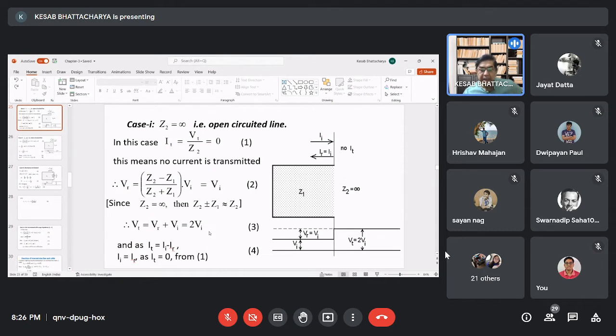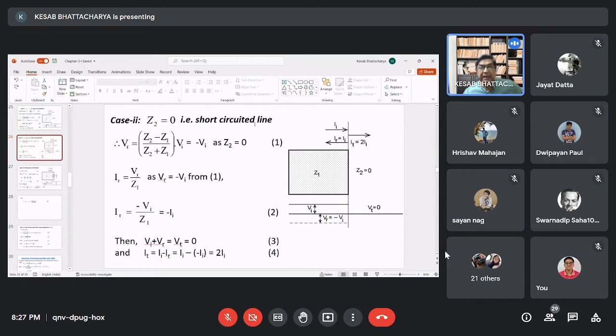We are already used to this effect known as, tell me, at the beginning of the class, I asked you about Ferranti effect. What happens in Ferranti effect? Receiving end voltage becomes double the sending end voltage. That is because of loading of long unloaded line. And when the line is unloaded, current is equal to 0. So that part is verified. Here, in the case of open circuited line, we see that the current is 0, but the voltage is double. So that is our first case.